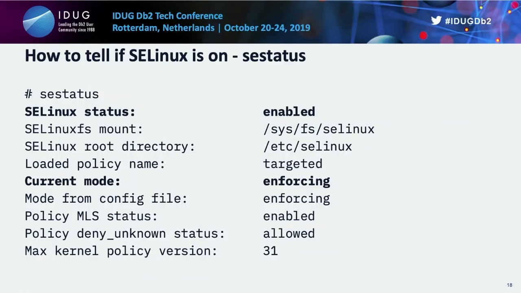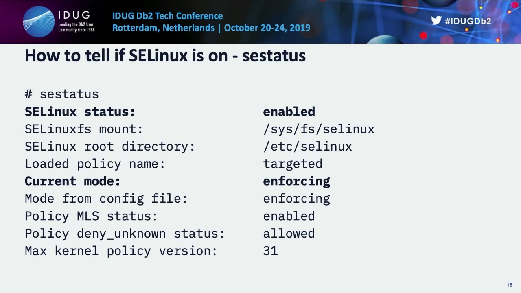Okay. How do you know if SELinux is on? You want to go home and check: am I running it? Is it turned on or not? There's an sestatus command that will print out information about the status of SELinux. Okay, the most important one is the first one: is it enabled or not? Disabled means it's off. Next thing is the enforcing mode. Current mode, enforcing. This means, yes, it is enforcing.